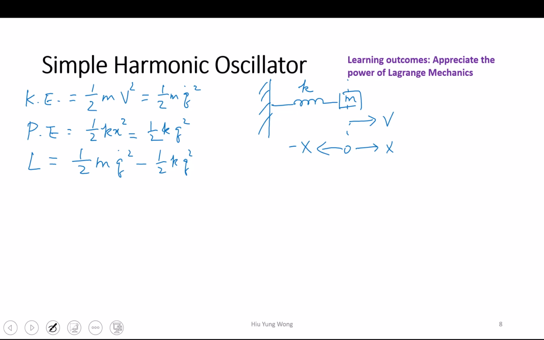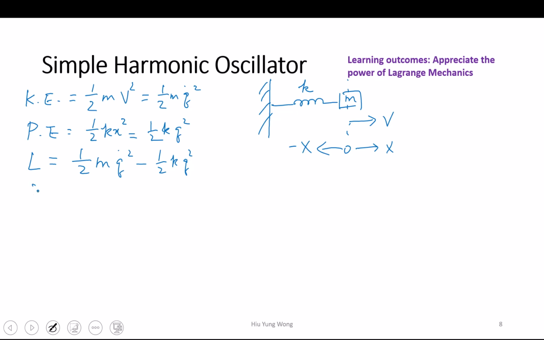Here it's just the kinetic energy subtract the potential energy, so it is the difference between the kinetic and potential. At 0, you have the maximum of kinetic. At the maximum x, you have the maximum for potential. But that is not the main purpose, because the Lagrangian is just the difference between KE and PE. Then how do I find its equation of motion?